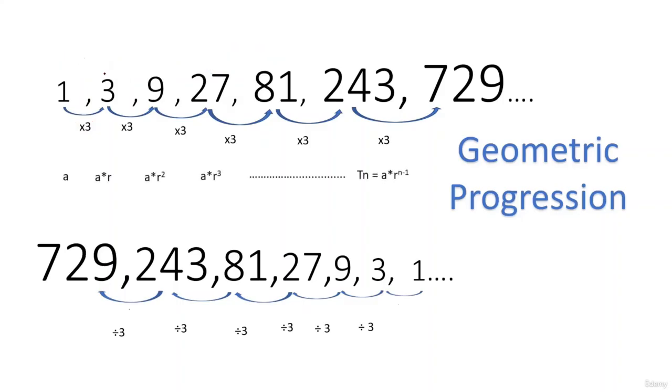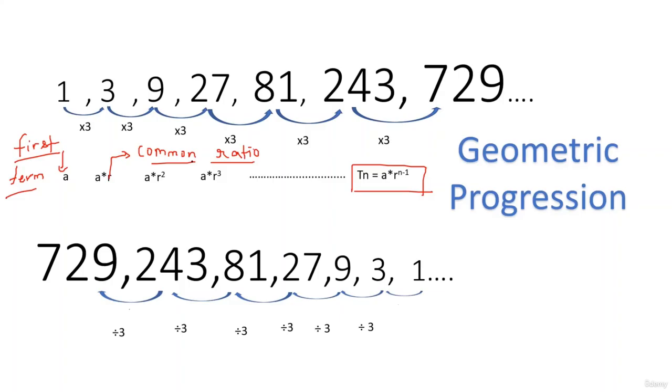If you take the first term as A, and this constant factor as R, the first term is A, the second term is AR, the third term is AR square, the fourth term is AR cube. Continuing this way, the nth term will simply be equal to A R raised to n minus 1. This A is the first term, just like in the AP, and R is the common ratio. You can remember the nth term as A times R raised to n minus 1.